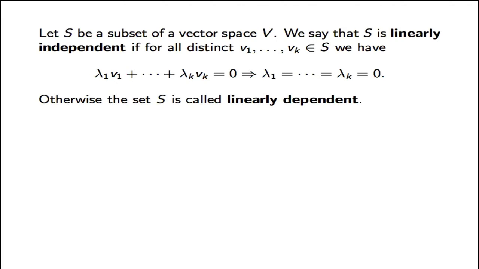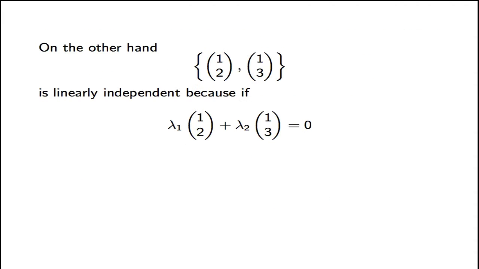It can only fail if somebody can find v1 up to vk from S, and he can find scalars lambda 1 up to lambda k, not all of them equal to 0, but with lambda 1 v1 plus ... plus lambda k vk equal to 0. So it's important to be able to find these v1 up to vk from S. But if S is empty, this is impossible. So it must be linearly independent.